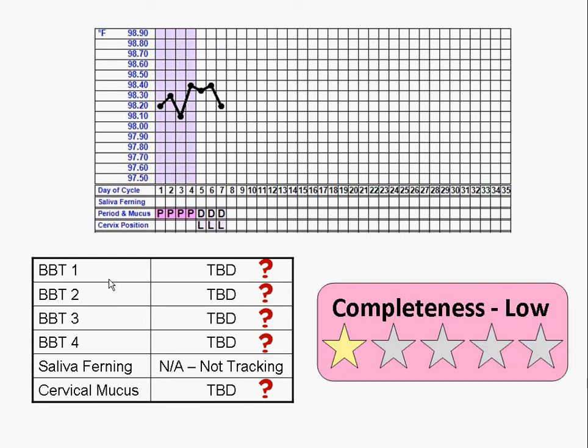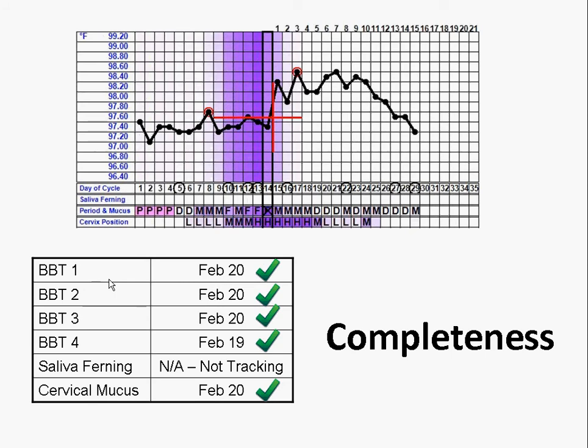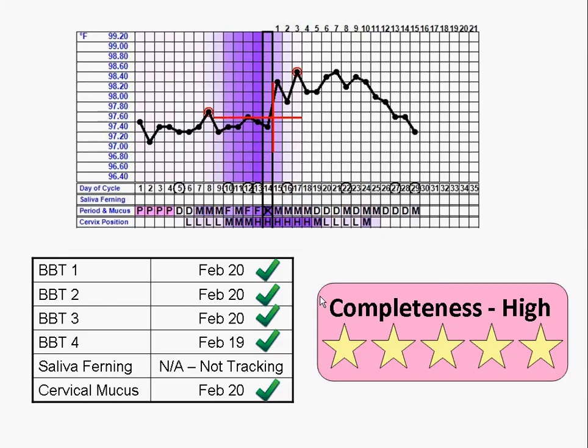In this example, though, it's much farther into the cycle, and since data is provided, all of the ovulation techniques have produced different ovulation dates. The exception being saliva ferning, which was not being tracked anyways. So since all tracked symptoms have produced ovulation estimates, we would say that the completeness in this case would be high. The third and final confidence indicator is quality.